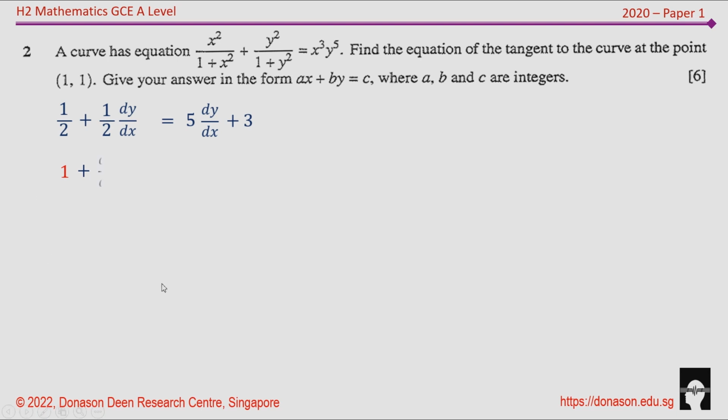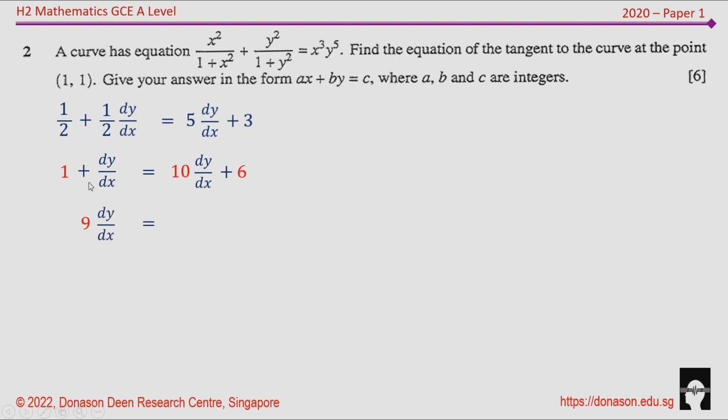What I have done in this case is I have gotten rid of the denominator by multiplying throughout the expression by 2. So half times 2 is going to become 1, so 1 dy dx. 5, if I times by 2, became 10 dy dx, and 3, if I times by 2, is going to become 6. So now we don't have to deal with fractions anymore. So let's now bring all the dy dx to one side.